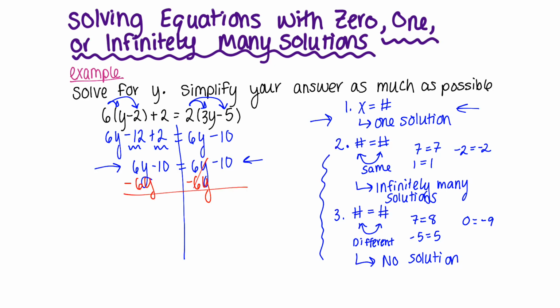and it cancels here, and it also cancels here. So all you're left with is -10 equals -10, which is a true statement. If you're left with a number equals a number and it's a true statement, that means there are infinitely many answers.